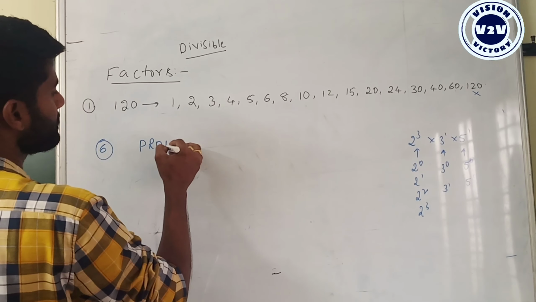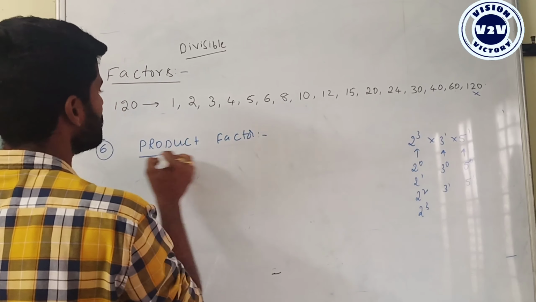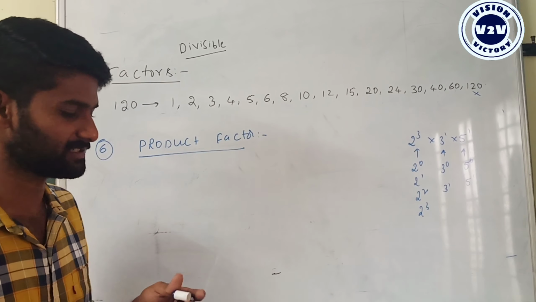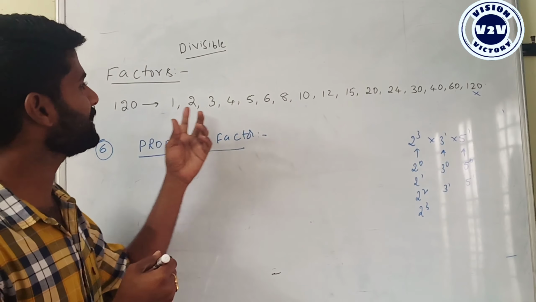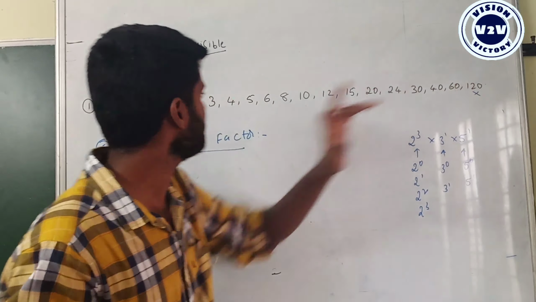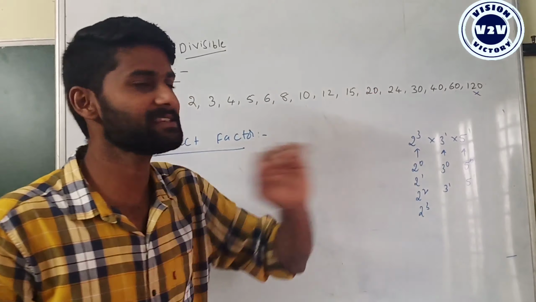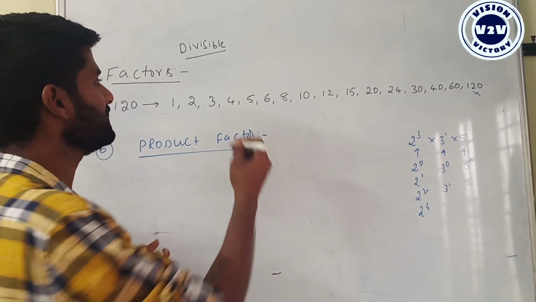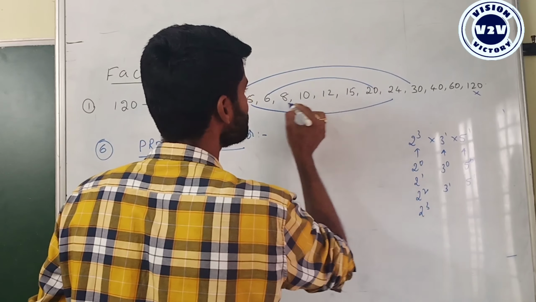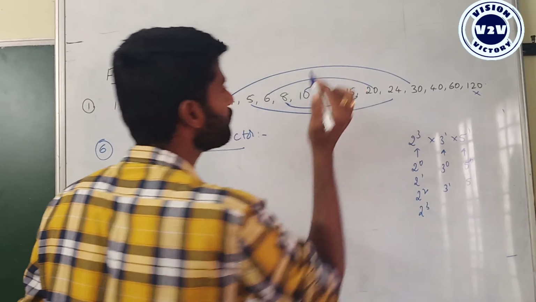Product of factors for 120. Here in the question, we need to multiply all these numbers. What is the product? See, it is difficult to do 1 into 2 into 3, so just go the smart way. 1 into 120, the result is 120. And 2 into 60, again the result is 120. 3 into 40, again the result is 120, and 5. See here, if you multiply all these products which are related to 120, 120 is the product of all these numbers.